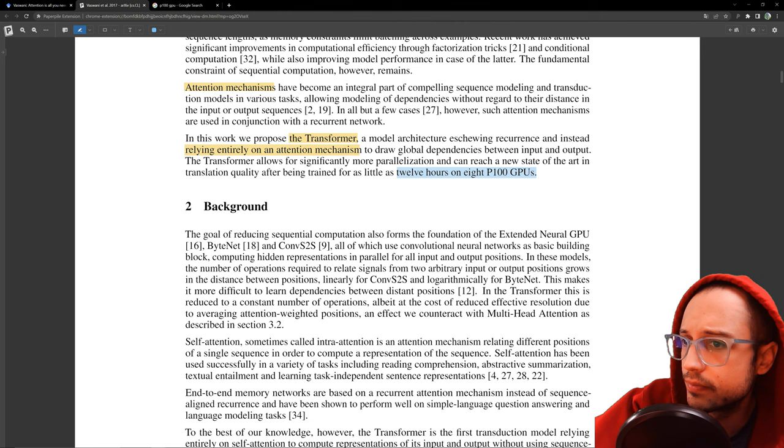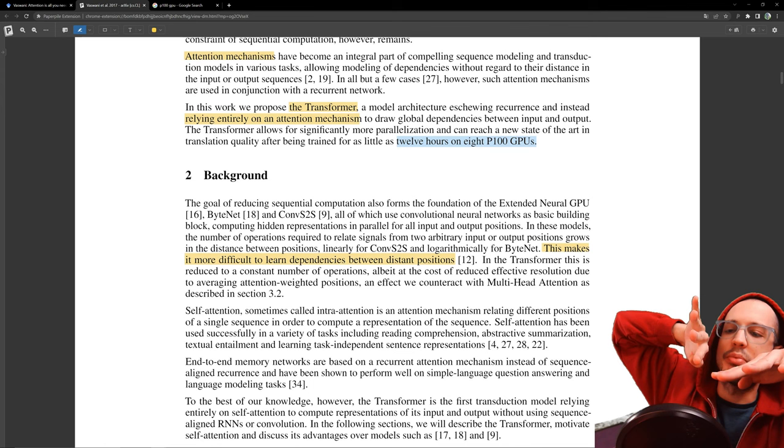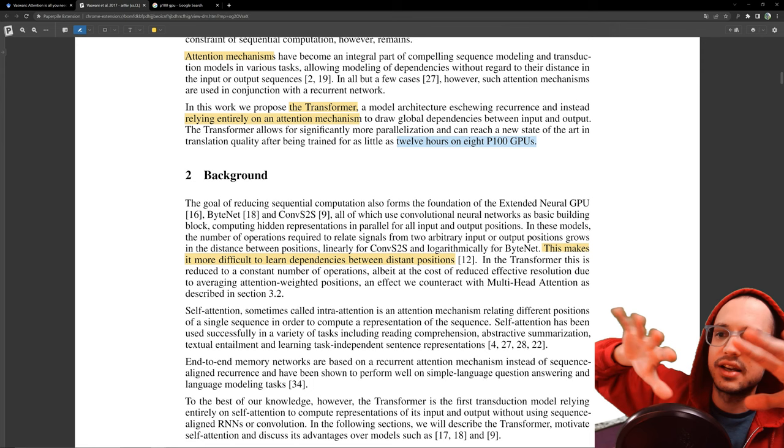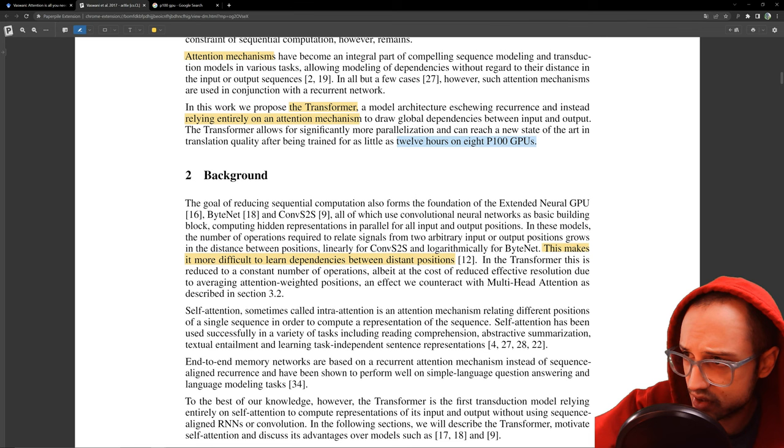Yeah, this makes it more difficult to learn dependencies between distant positions. So, in the attention mechanism of a transformer, every part of the input and every part of the output can pay attention to any other part. So there's no bias in the design of this architecture that results in certain parts being likely to pay attention to certain other parts, right? They kind of paint a picture here where at this point the architectures had these biases, where distant positions were more difficult to learn dependencies between.